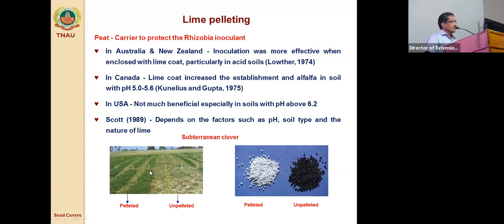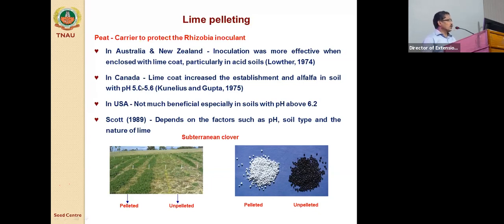Just rhizobium treating will not give a good effect. So in that case, they added some kind of lime along with this. Whenever they went for rhizobium treatment, they added a lime pellet. Just the lime pellet alone was able to increase both the rhizobium and nodulation, plant population and all these things. So that is the success of this particular technology. Then slowly it went on to different crops. So these are the subterranean clover raw seeds, and these are the pelleted seeds along with rhizobium.